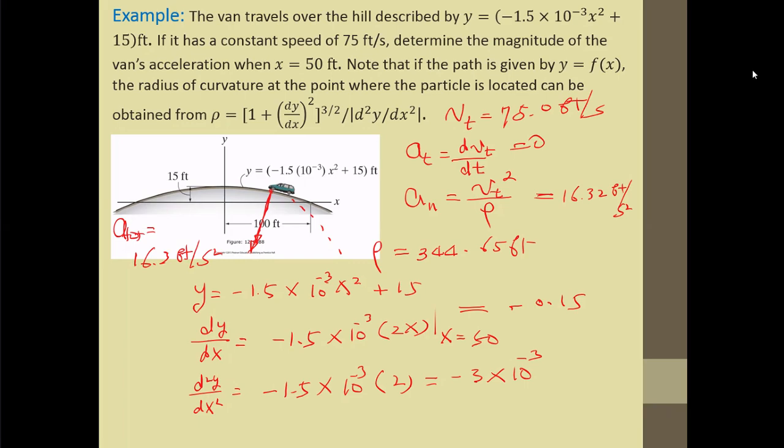Okay, because everybody came back. This is my workout. Y equals negative 1.5 times 10 to the negative 3 x squared plus 15. Take the derivative with respect to x. So the coefficient is negative 1.5 times 10 to the negative 3, and the derivative of x squared is 2x. Now we need to evaluate this when x equals 50. So plug 50 into x.